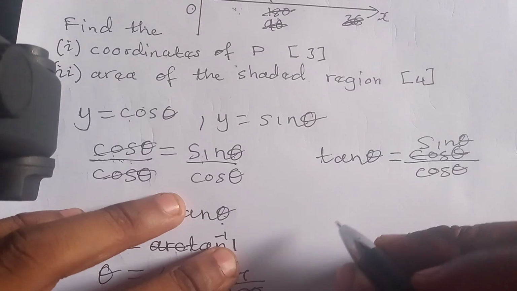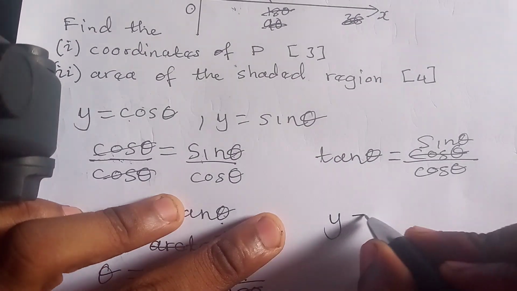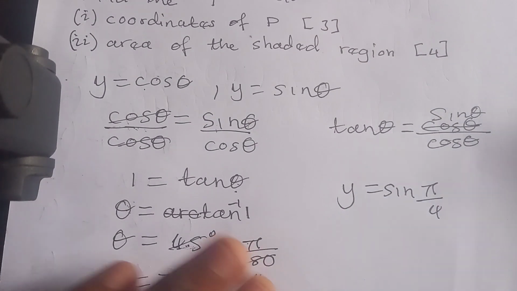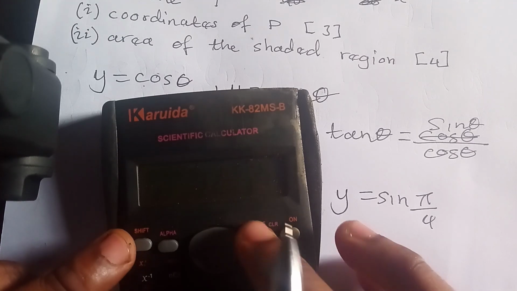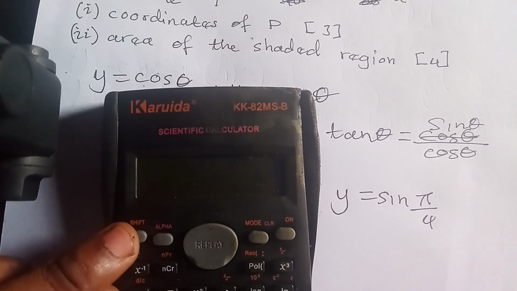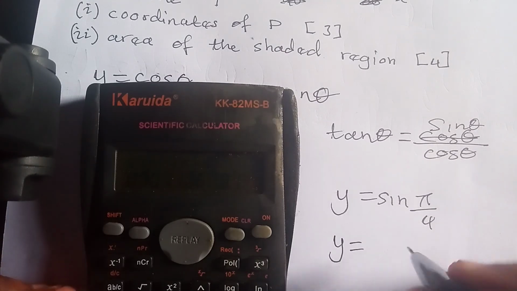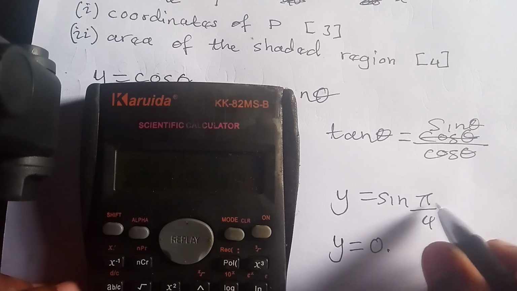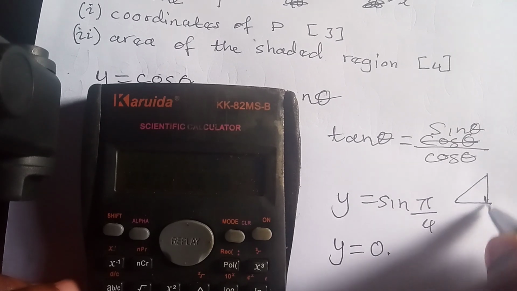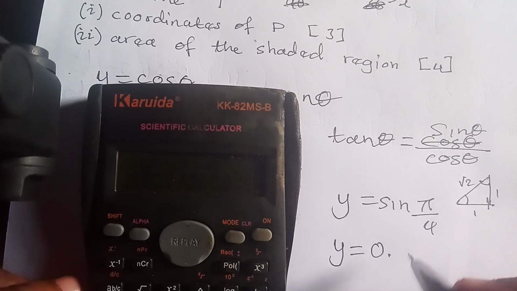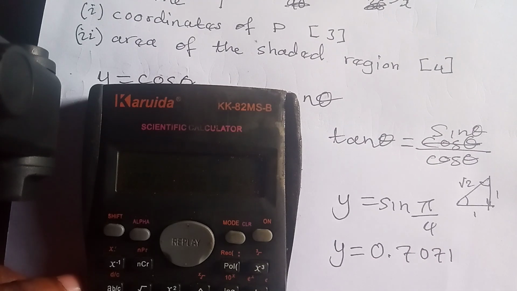Then to find the y coordinate, you can use any of these two. I'll use this one. y is equal to sine pi over 4. So now using my calculator in radians, I can say sine pi divided by 4. Of course, you can find this using the triangular method so that you have the exact value, but I've decided to use my calculator anyway.